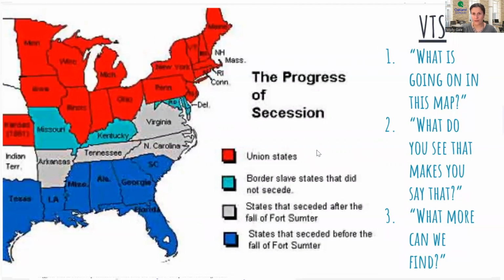The very end of the lesson, which of course is the end of the unit, the students preview the Civil War, which will be the upcoming unit, with a visual thinking strategy by looking at a map of Southern secession.